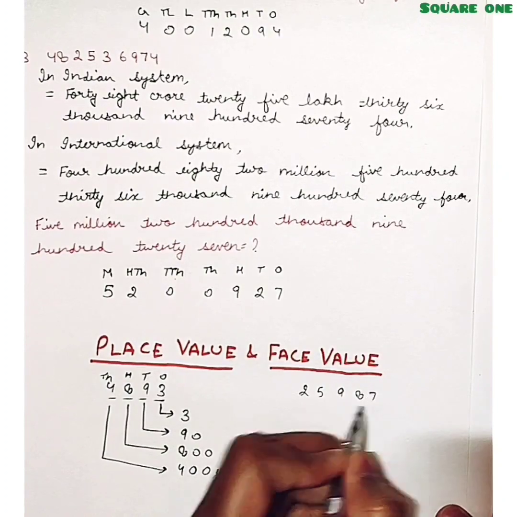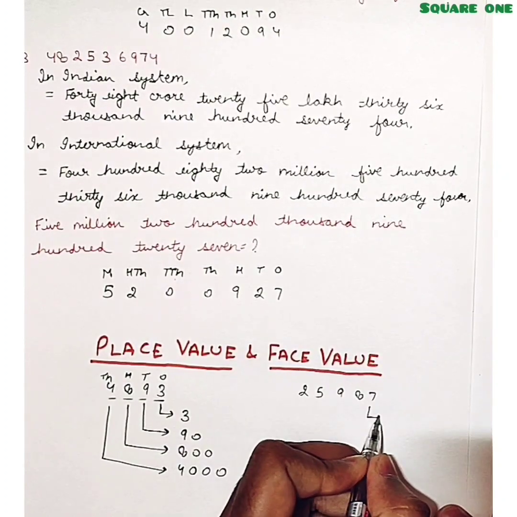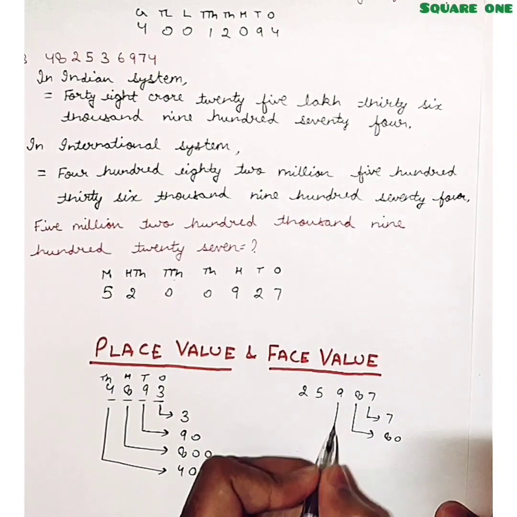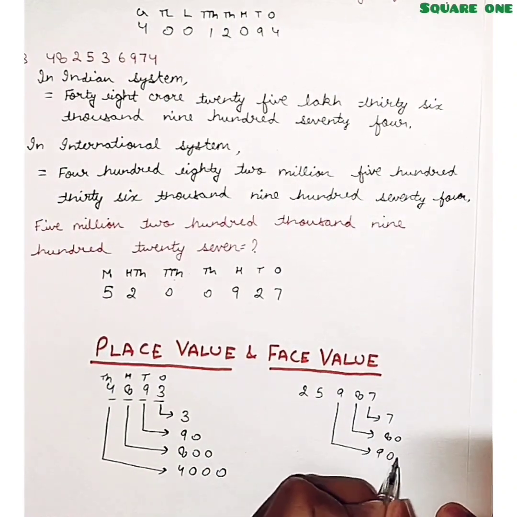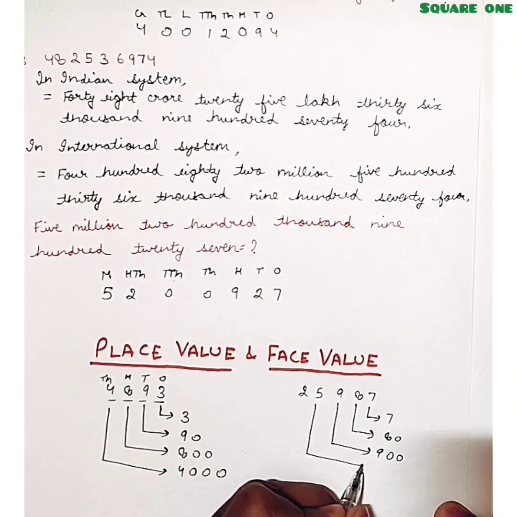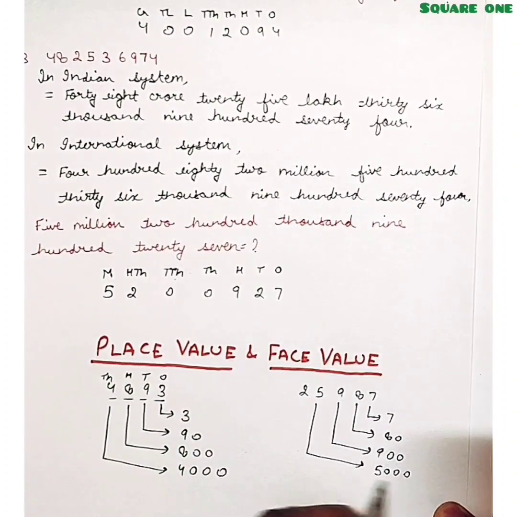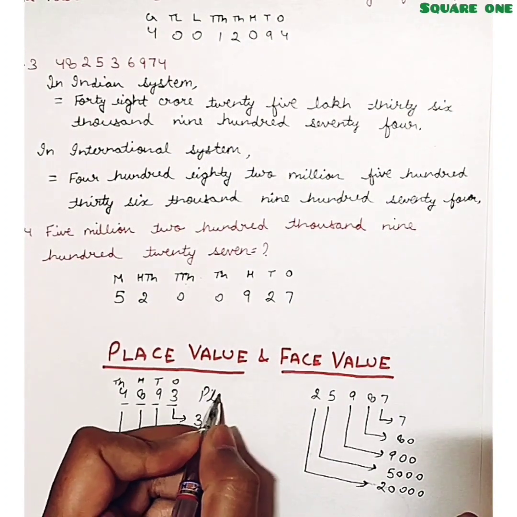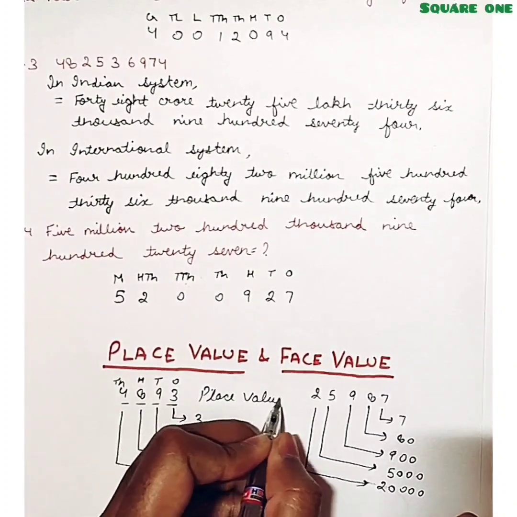Suppose I take up another number 25987. The place value of 7 is 7 itself. Place value of 8 is 80. Place value of 9 is 900. It is at hundreds place, so its value is 900. Then 5 has the place value of 5,000 and the place value of 2 is 20,000. For any digit in the number, we count the number of digits on its right and write as many zeros after that digit. Okay, this becomes the place value. So this is how we find the place value of digits in the number.